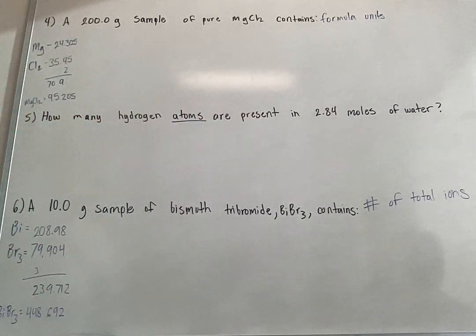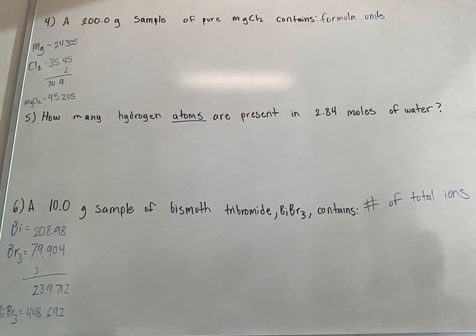If we look at question 4, 200 grams of a sample of pure MgCl2 contains how many formula units? Now, if we look at 5, it says how many hydrogen atoms. Really, these two things are the same thing. So if they ask you about formula units or atoms, it's going to be the same process. The only difference is formula units are used for salts. So if we look at MgCl2, we've got that chloride, then it's going to be formula units. But atoms we use for water, for example, because water is not a salt.